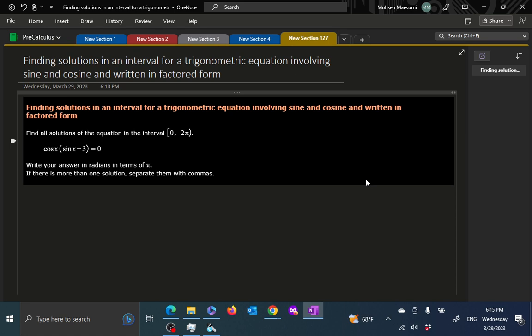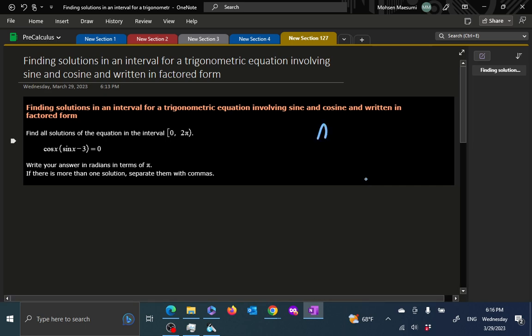The topic today is finding solutions in an interval for a trigonometric equation involving sine and cosine and written in factored form. The title is much longer than the equation, and I'm happy to say this is the last of this type from this chapter on trigonometric equations. We have looked at them in all sorts of different ways, and so by now you will be ready.